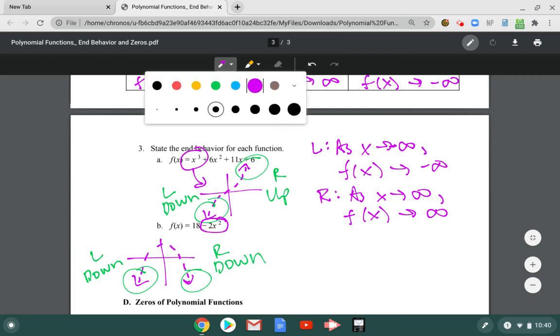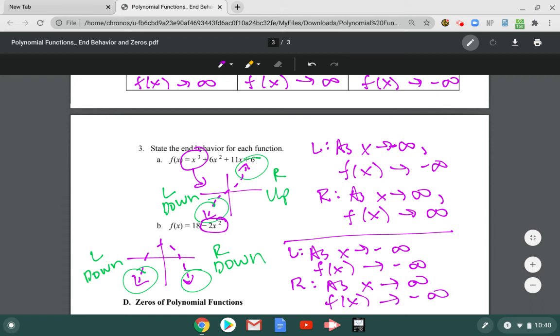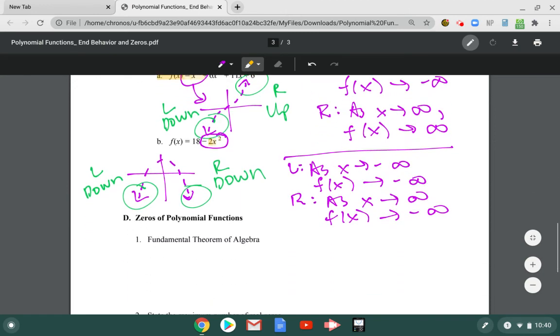So putting that into symbols, on the left, these always start the same. As x goes to negative infinity, what's f of x doing? It's going down, negative infinity. On the right, as x goes to infinity, f of x also goes down, goes to negative infinity. So all based on the lead terms. None of the other terms matter, just those lead terms. But it's so quick to graph them as well.